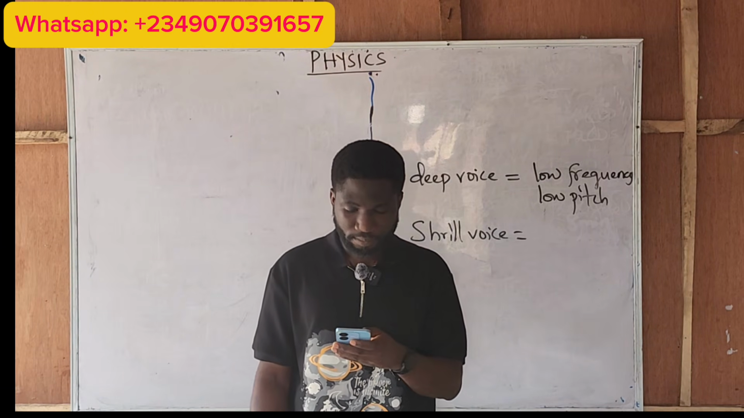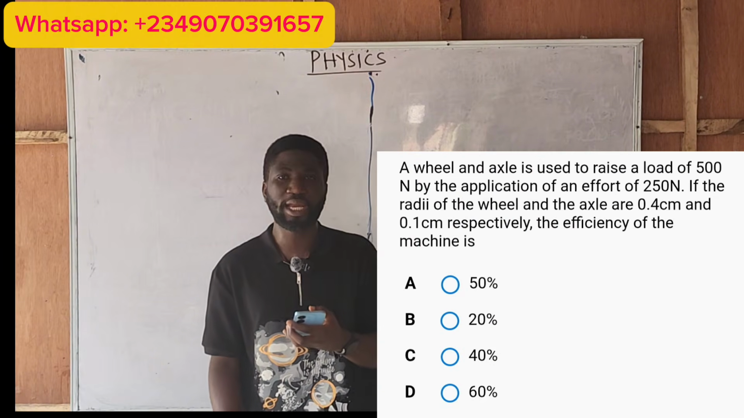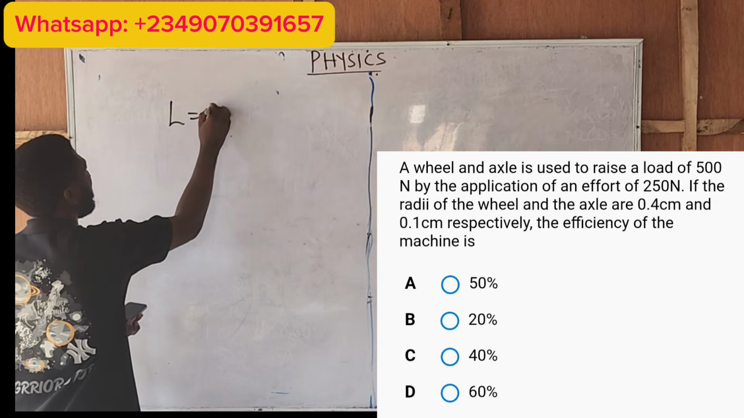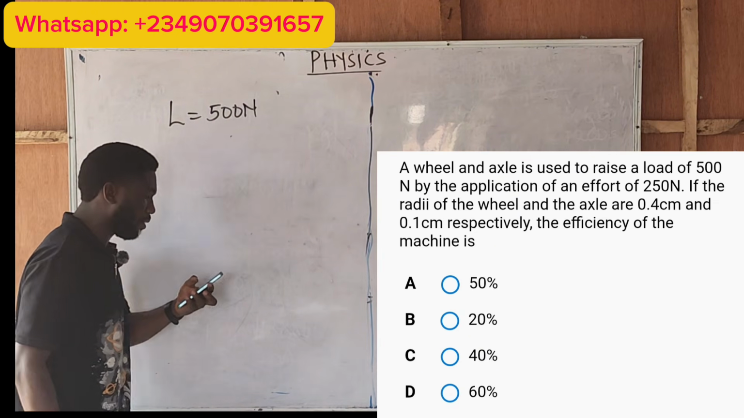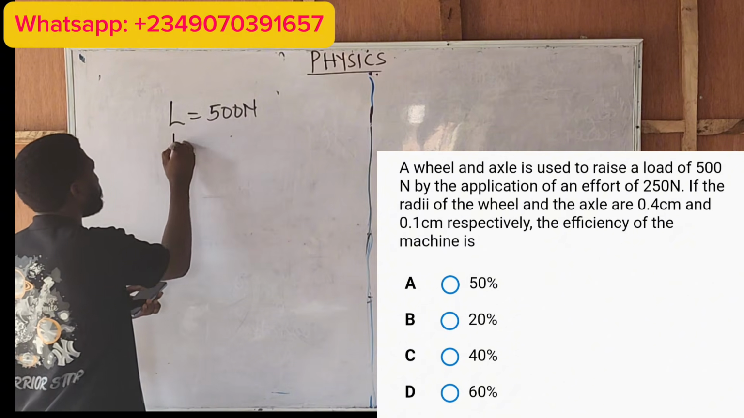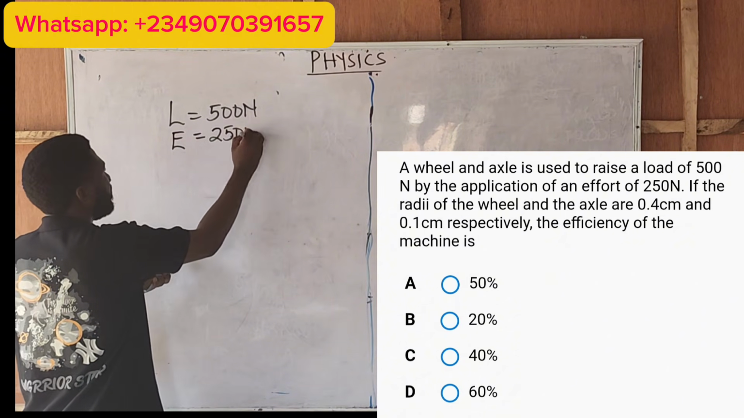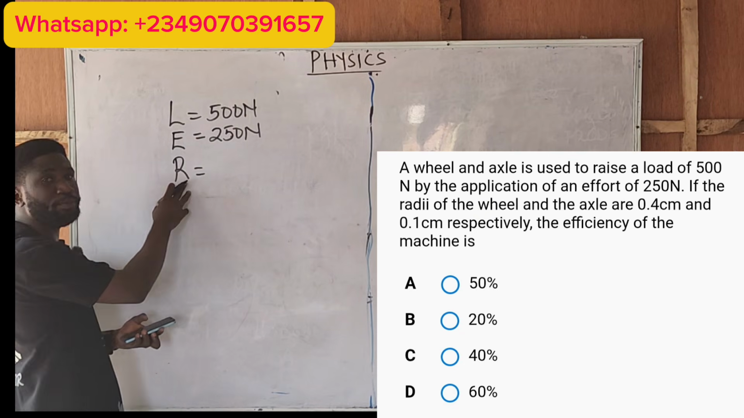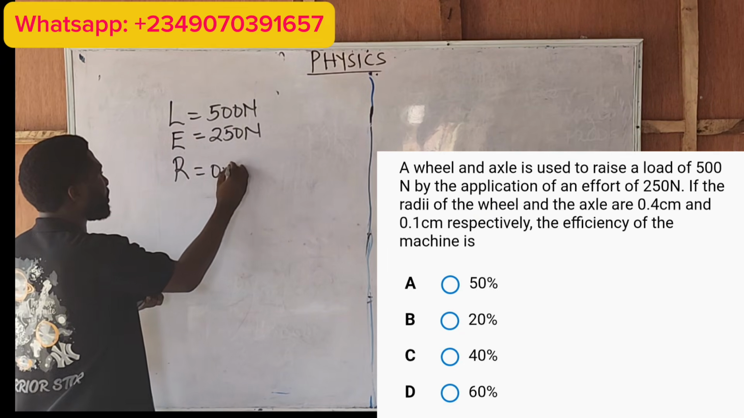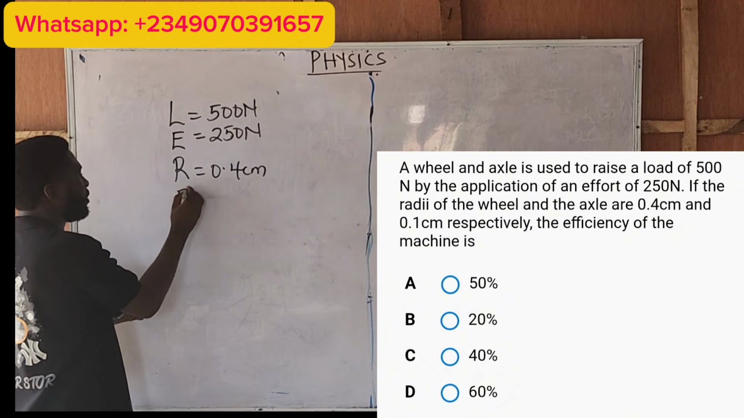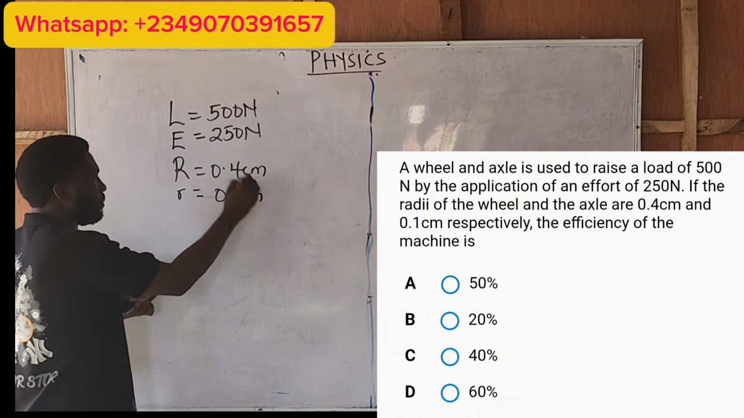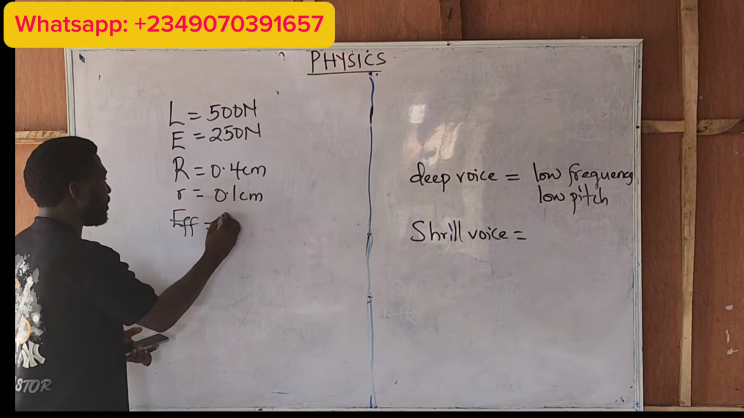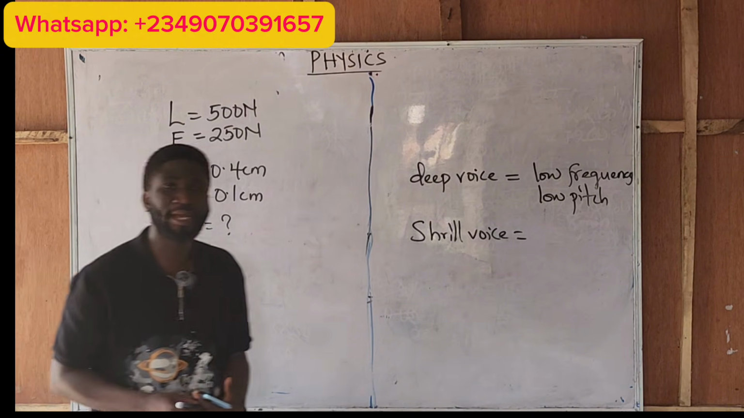All right. The next question says, a wheel and axle is used to raise a load of 500 Newton. So the load is 500 Newton, by the application of an effort E, which is 250 Newton. If the radius of the wheel, so we have this big R to be the radius of the wheel, is 0.4 centimeter, and that of the axle is known to be 0.1 centimeter. Question says calculate the efficiency. So we want to get the efficiency. This is a question under simple machine.